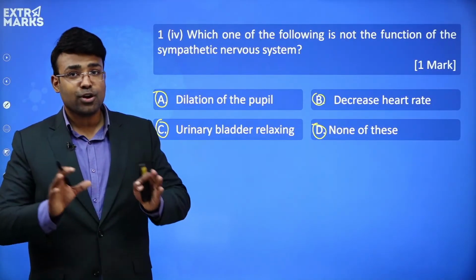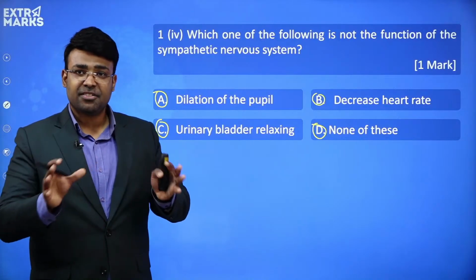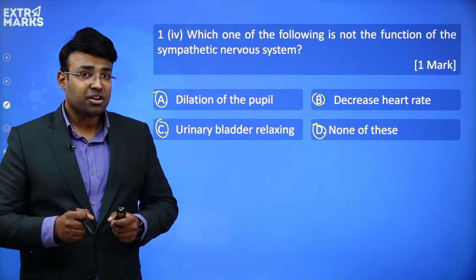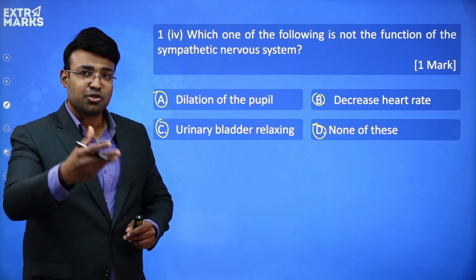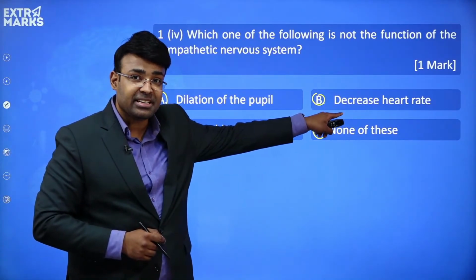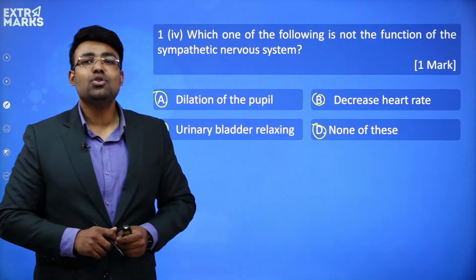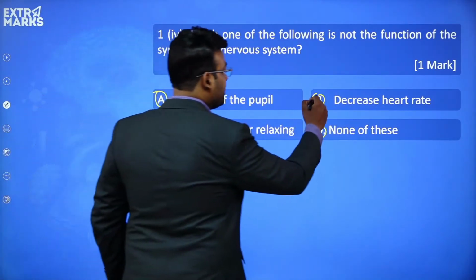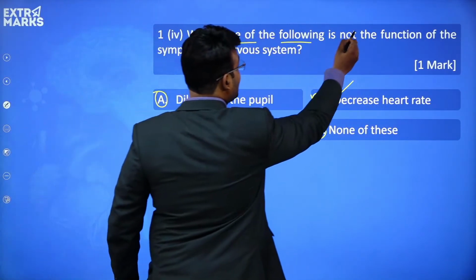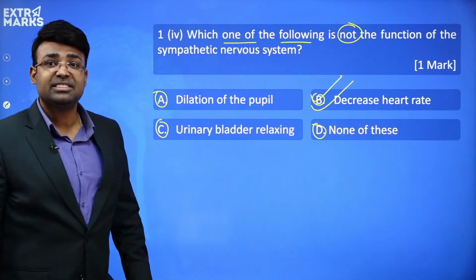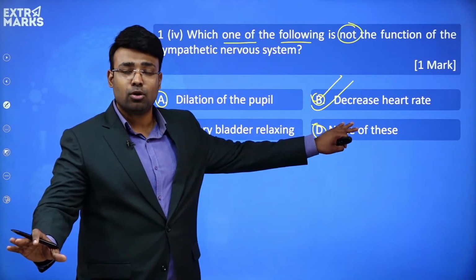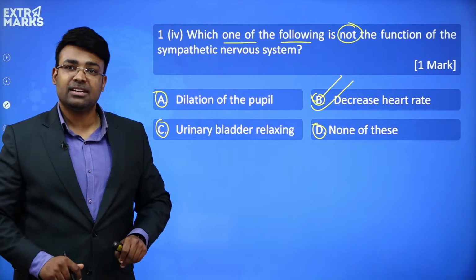But instead of going into the technical things, imagine you are in the fight or flight mechanism. What will be the first thing that happens? If you see a dog in front of you, will your heart rate decrease or increase? Simple. It will increase. So yes, option B is the correct option. The question is asking which one is not a function of the sympathetic nervous system. So a decrease of the heartbeat will definitely not happen. An increase of the heartbeat will definitely happen.